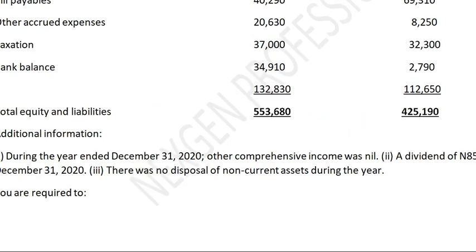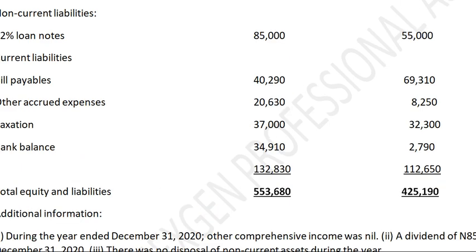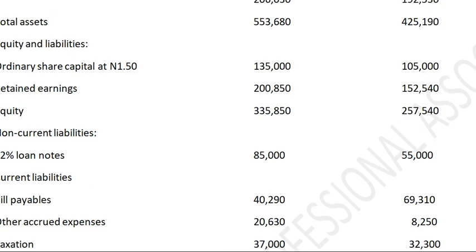Even now, please help me check something here. Somebody should help me punch calculator under this equity. This retained earnings, 152,540 minus 200,850. What do we have?